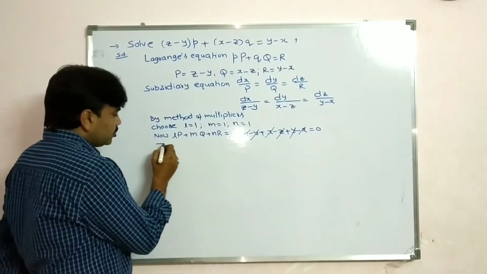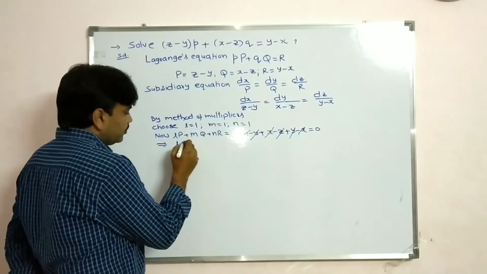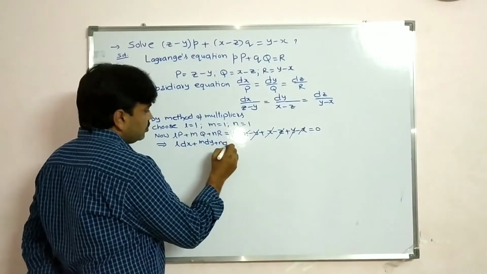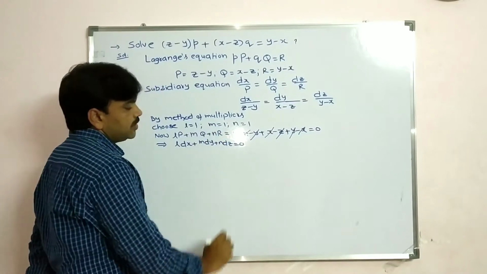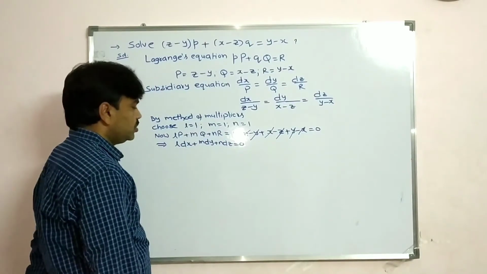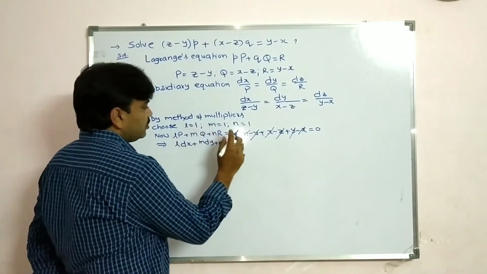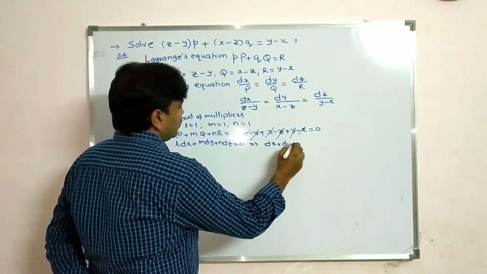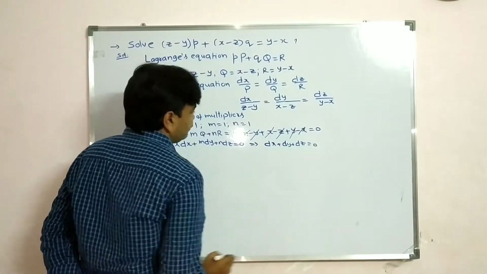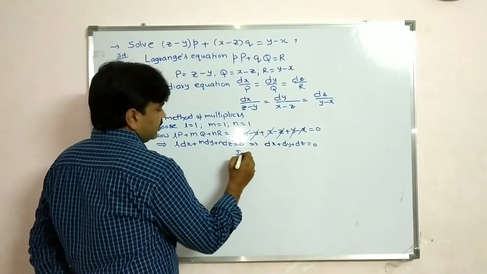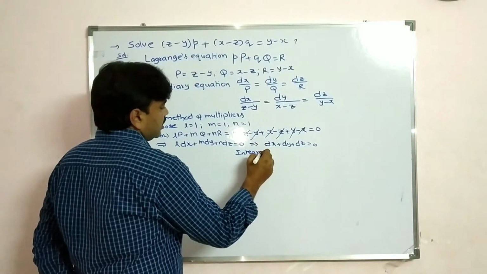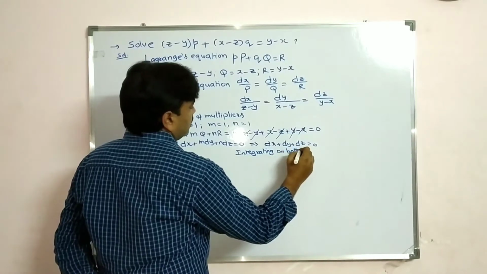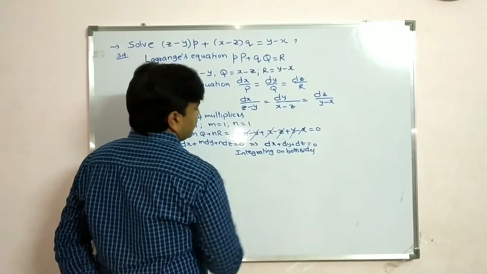Then which value is 0, students? l dx plus m dy plus n dz is equal to 0. What are the multiplier values? They are 1. So here we get dx plus dy plus dz is equal to 0. Now integrating on both sides.